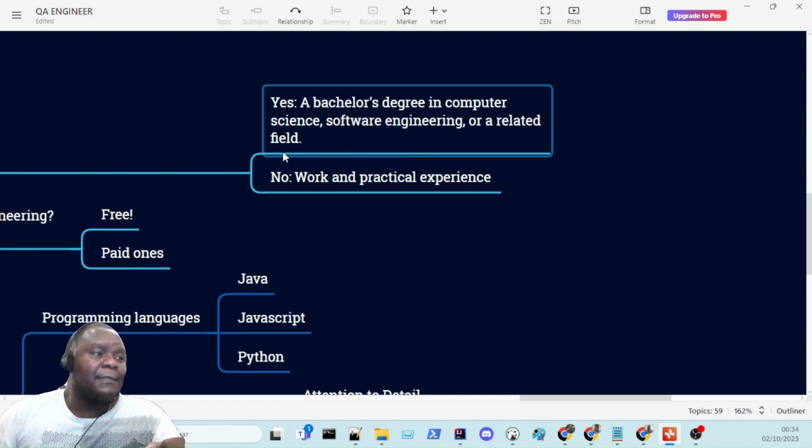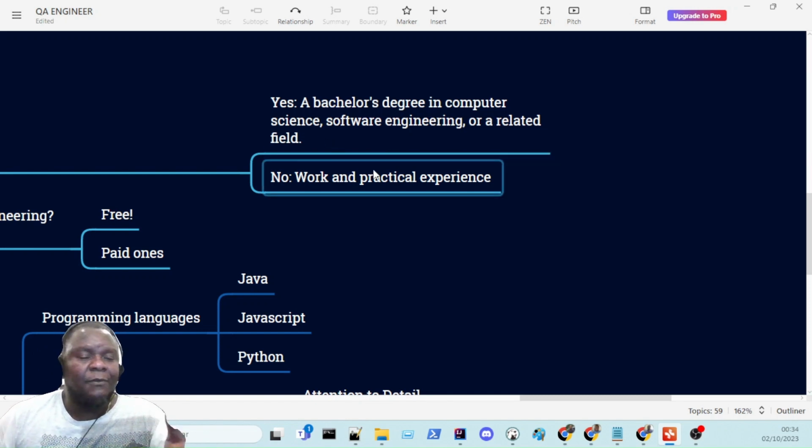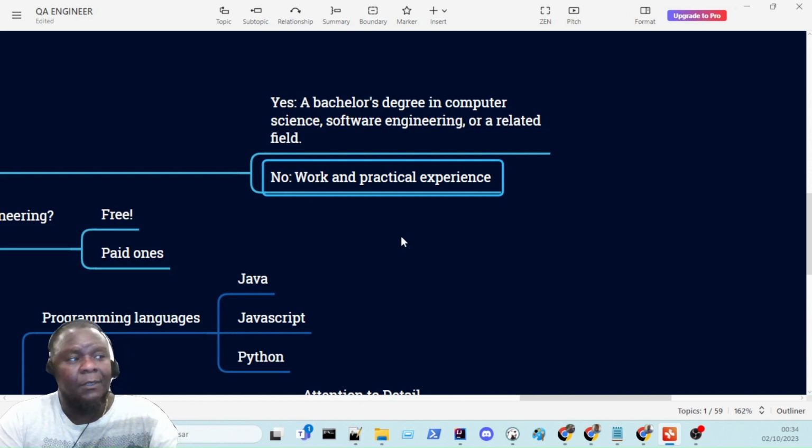And in some companies, it's not mandatory to have a degree. In some companies you just need to solve their problems, right? If you know how to solve their problems, you are in heaven.